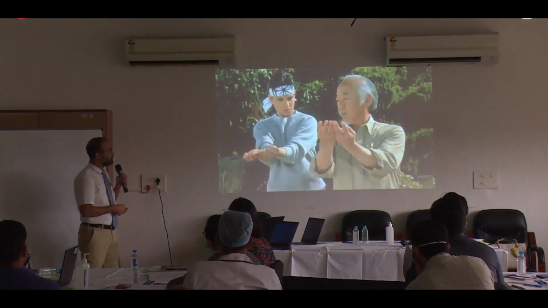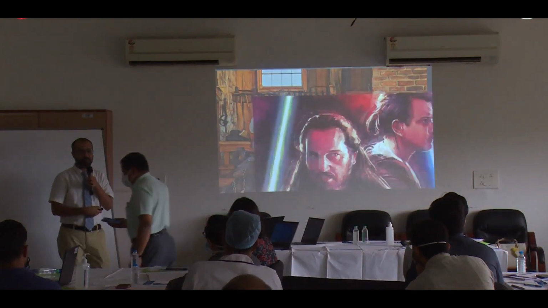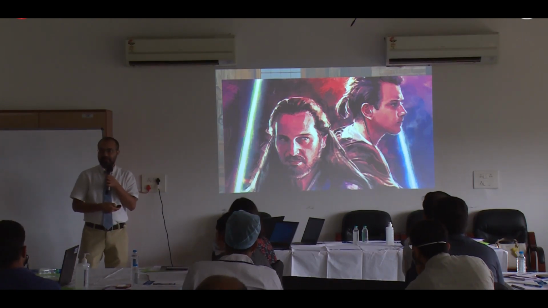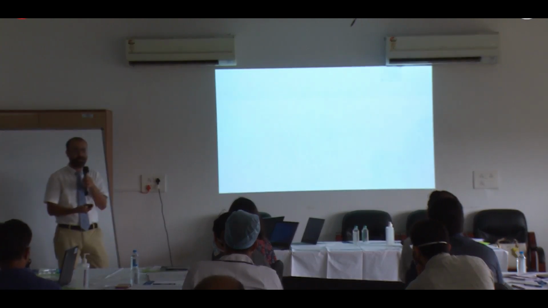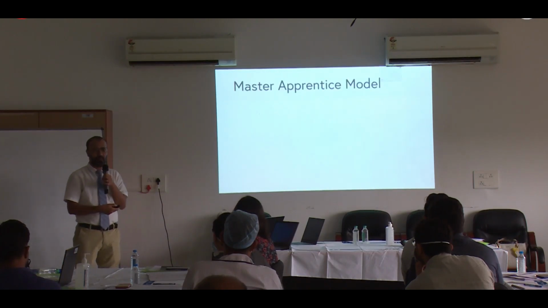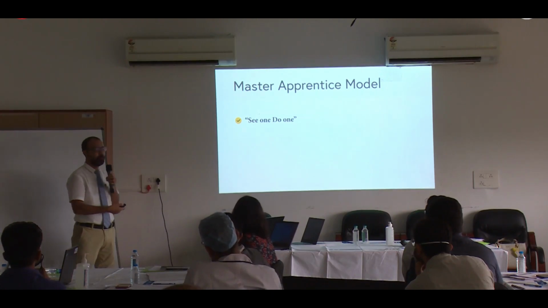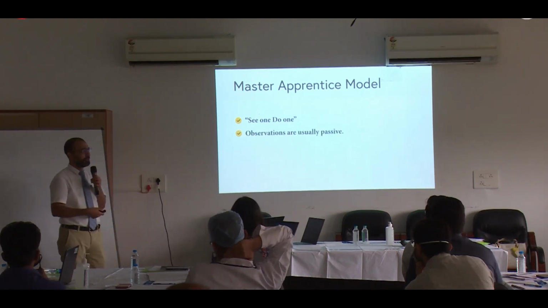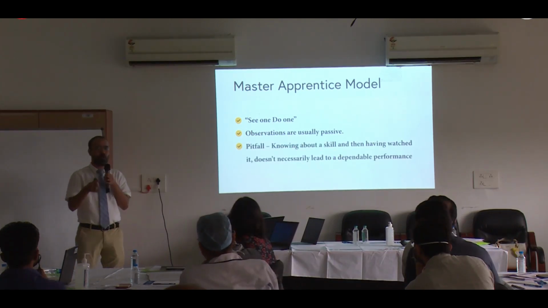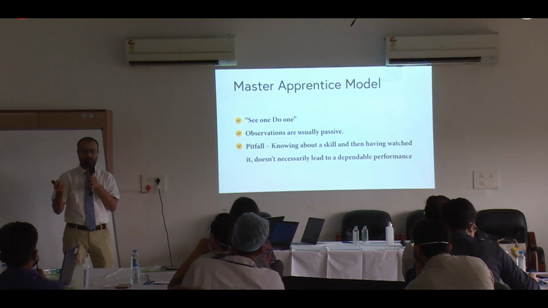So what are the current trends in skills teaching? If you see this picture from Karate Kid, or this blacksmith, or this from Star Wars, this is reasonably the current trend in skills teaching. Can anyone say what model it is? Yeah, one-to-one, or rather the master-apprentice model, right? So that is the current trend. It says that you see one and then you do one. The observations by the observer are usually passive, and just because someone knows about a skill and has seen it being performed doesn't mean that person will be able to perform it.